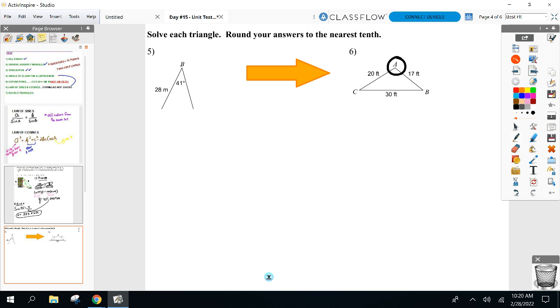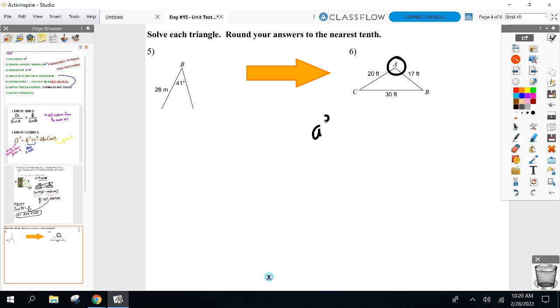Which formula do I need here? What's going to do it for me? Sines or cosines? Let's just say you thought it was sines. You'd say 30 over sine A equals 20 over, and you'd have another variable. Does everyone see? I can't use sines. I don't have enough info. It's not going to happen. So I have to use cosines.